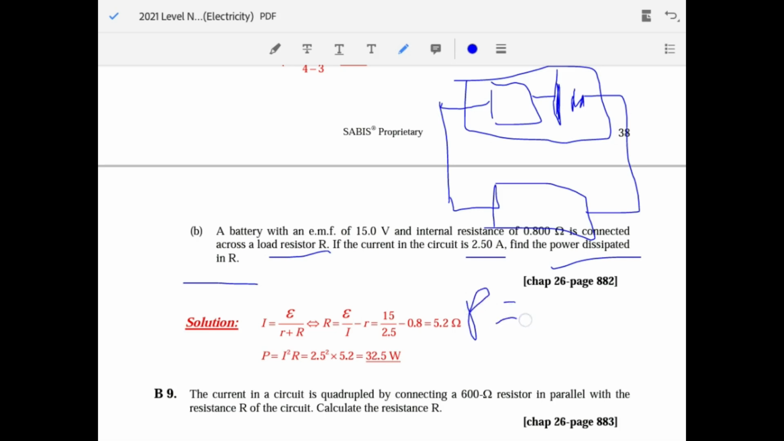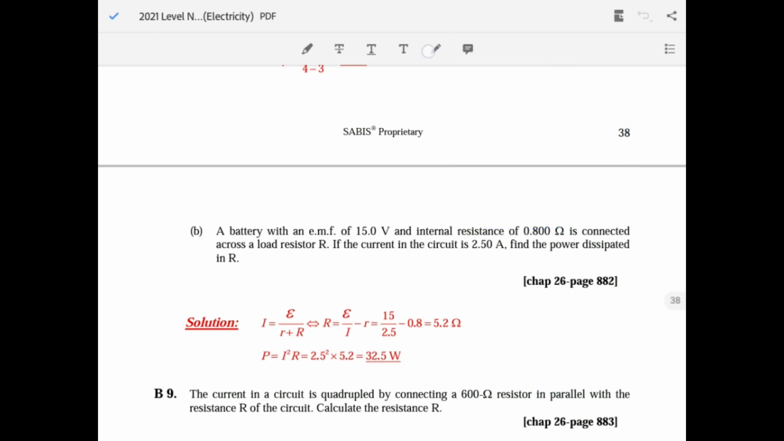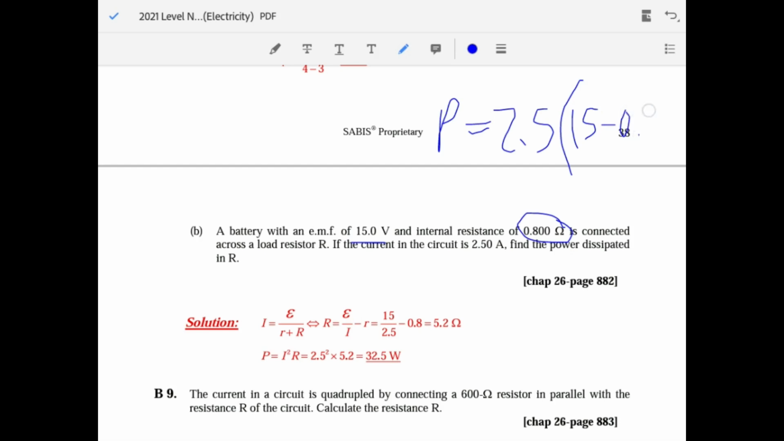So P is equal to IV, or it's equal to I squared R. Since you don't know R of the resistor, you use this IV formula. So P for the resistor is I, which is 2.5, times the voltage across the resistor itself. You know that the total is 15, and you know the internal resistance. So 15 minus 0.8 times 2.5, because it's I squared R for the power through the internal resistance, and then 15 minus that gives you the power through R. Put that in your calculator and you should get the answer.